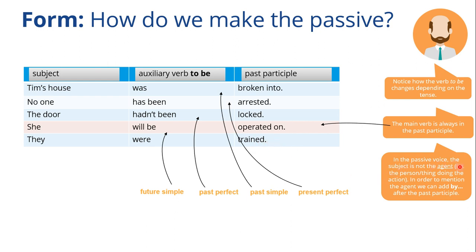In the passive voice, the subject is not the agent. The subject is not the agent, the person or thing doing the action. In order to mention the agent, we can add by here. It should be by.